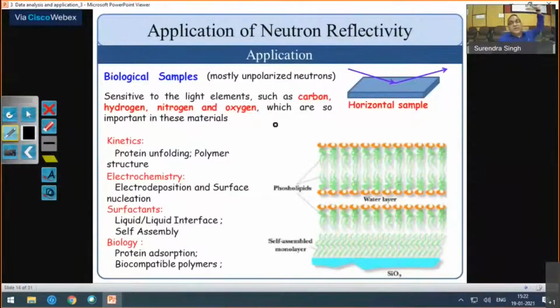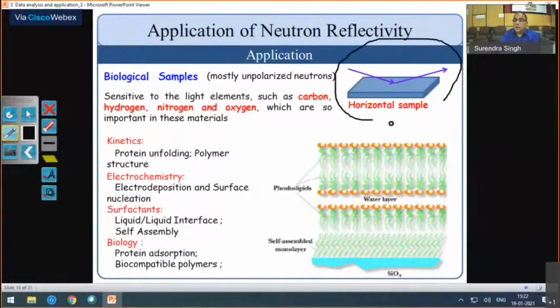Okay. So let us see now the applications of neutron reflectivity. Neutron reflectivity has applications both in fields like biological or soft matter, as well as magnetism, hardcore magnetism, interface magnetism. Because for biological samples, mostly we are using unpolarized neutrons. And sometimes we come across a solid substrate and then a liquid film, and that kind of sample we cannot put vertically. So we should design an instrument which can do neutron reflectivity on a horizontal sample. Okay, so it is shown over here.